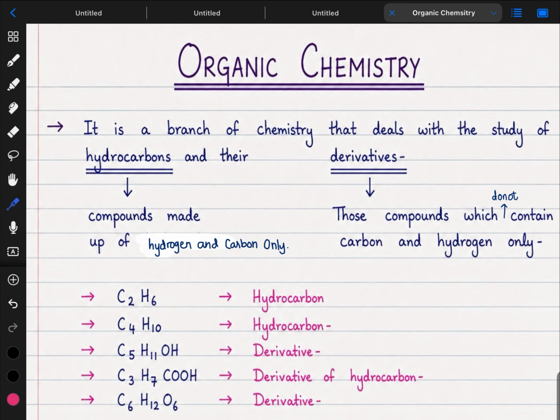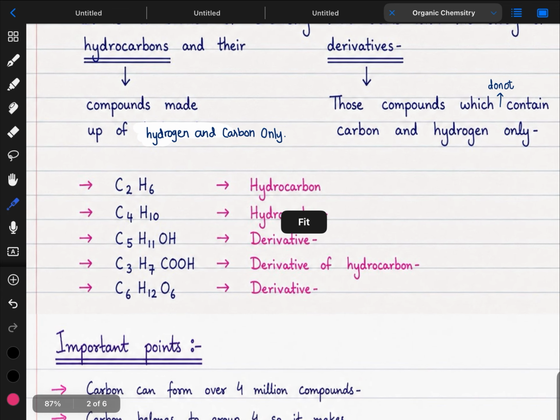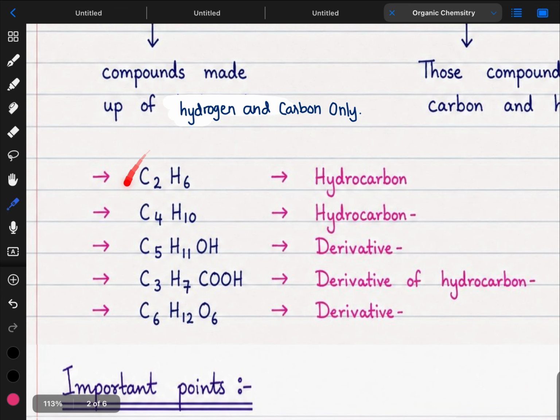Hydrocarbons are all those compounds that are made up of hydrogen and carbon only. Derivatives are all those compounds that contain another element other than hydrogen and carbon. And we have a list of organic compounds here.